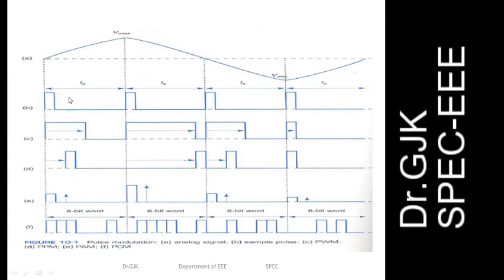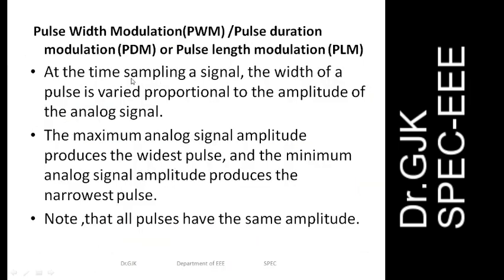Then modulation will be done. Modulation is nothing but modifying the parameters of carrier pulses according to the parameters of the analog signal. If the width of these carrier pulses is changed in proportion to the amplitude of the information signal, then it is known as pulse width modulation. So pulse width modulation means at the time of sampling, the width of the pulse is varied in proportion to the amplitude of the analog signal.